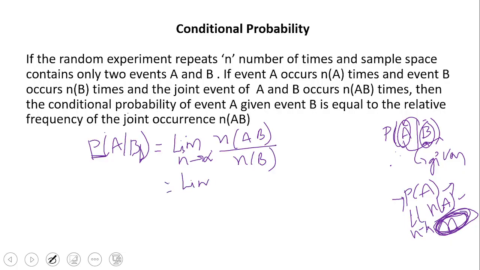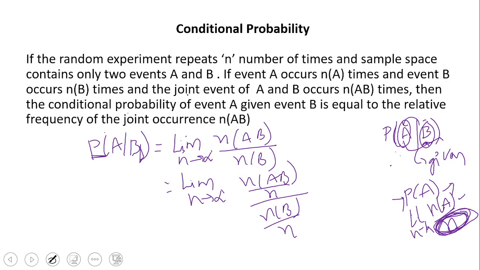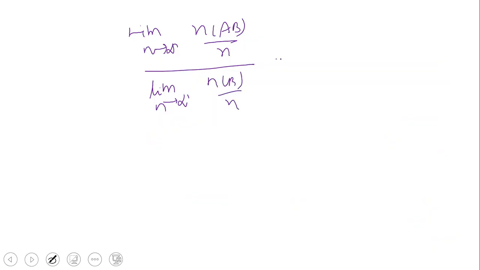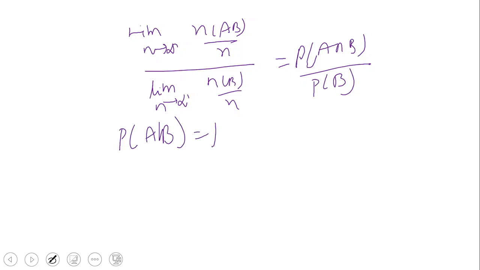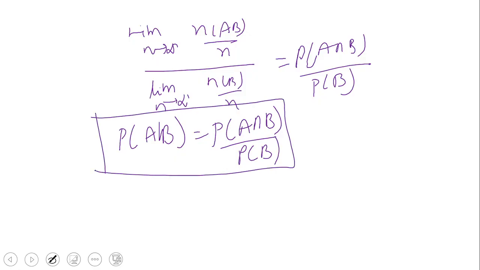Now dividing both numerator and denominator by n, we write separately the limit as n tends to infinity of n of AB by n, divided by the limit as n tends to infinity of n of B by n. According to the relative frequency definition, n of AB by n is the joint probability, P of A intersection B, and n of B by n is P of B. So the probability of A given B is P of A intersection B divided by P of B. This is the formula for the conditional probability of A given B.